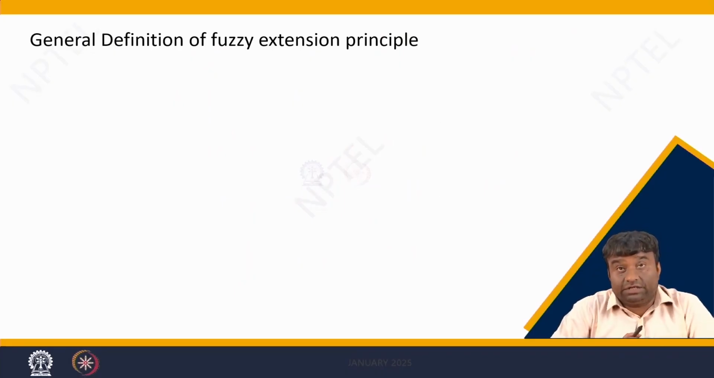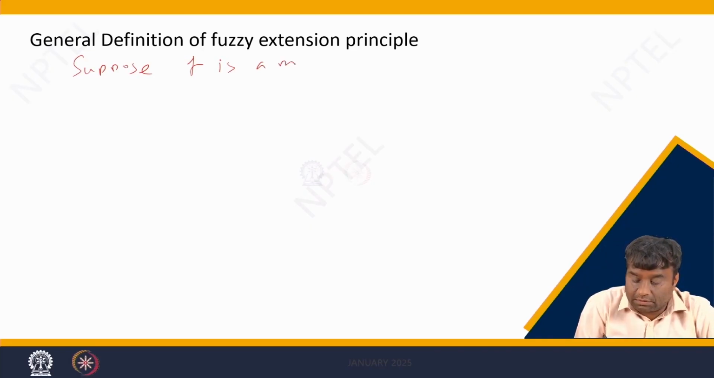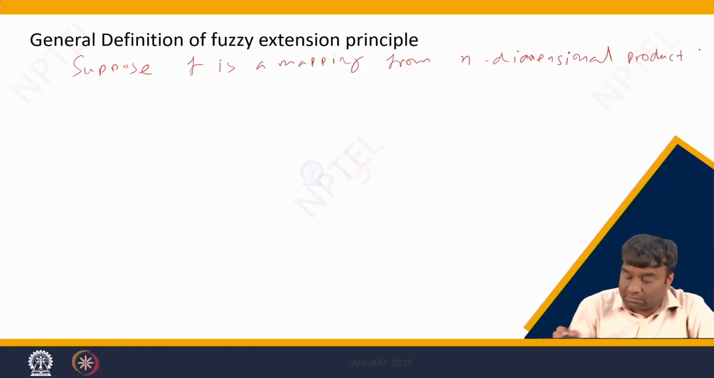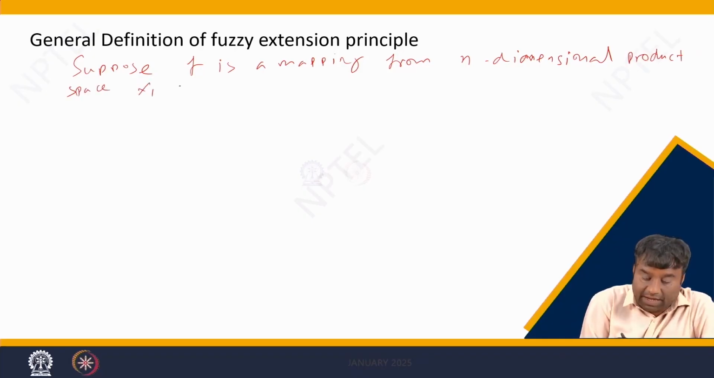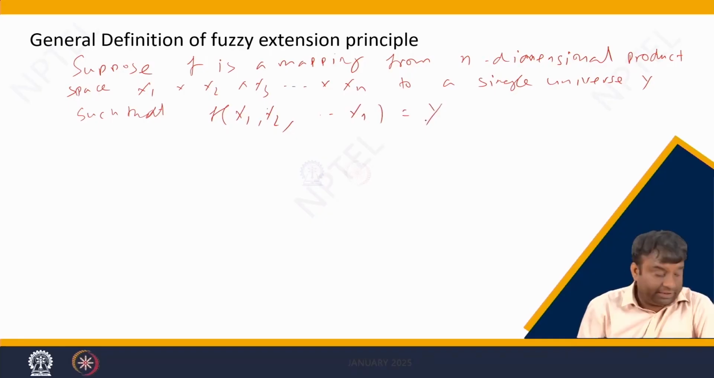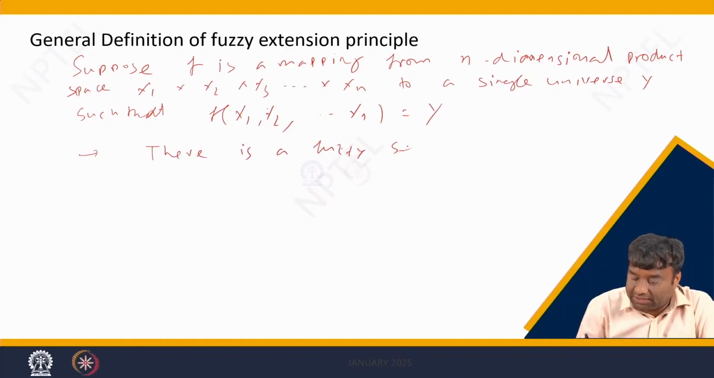Now try to understand the general definition of fuzzy extension principle. So suppose f is a mapping from the n-dimensional product space x1 cross x2 cross x3 and so on cross xn to a single universe Y such that y equal to f(x1, x2, ..., xn). So there is a fuzzy set Ai on each xi.